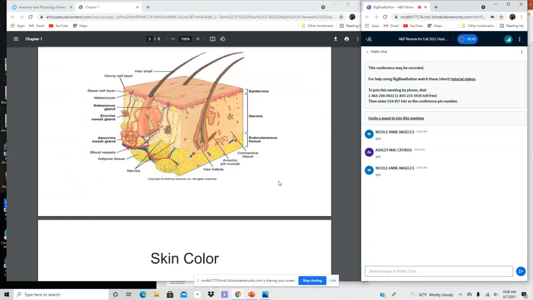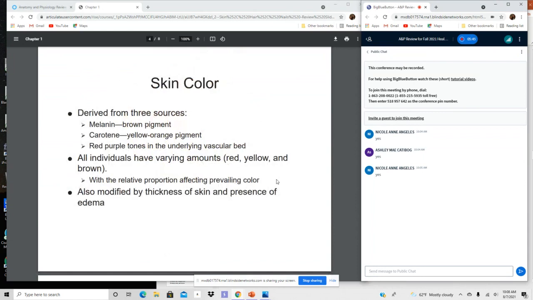Okay, so now we're going to move on to skin color. Skin color is derived from 3 sources: from melanin, which is a brown pigment, from carotene, which is a yellow-orange pigment, and red-purple tones from the underlying vascular bed. All individuals have varying amounts of melanin, carotene, and red-purple tones. Also, our skin color is modified by the thickness of the skin and by the presence of edema. And edema is swelling in the tissues.